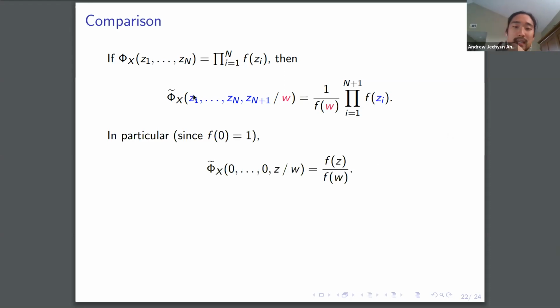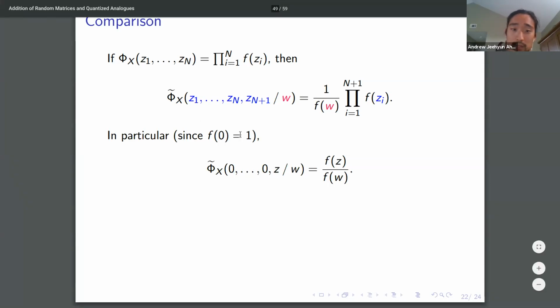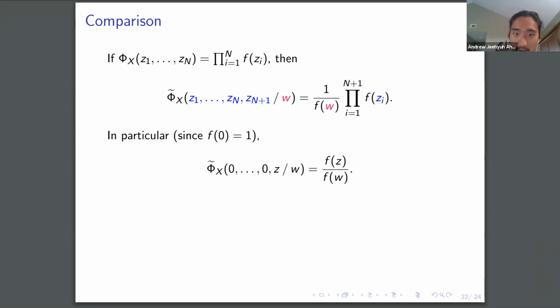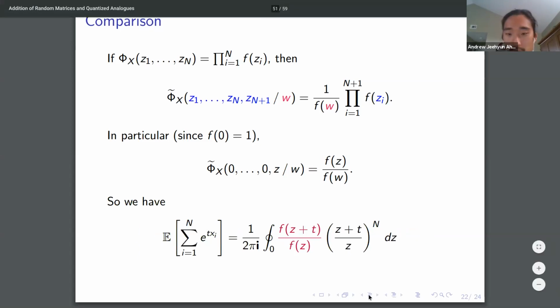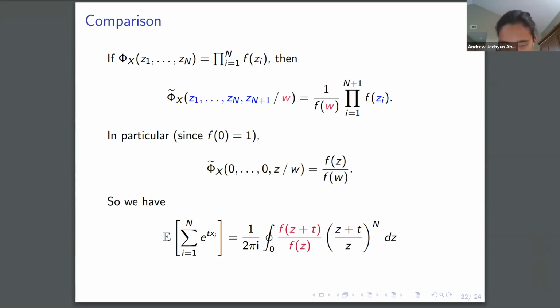Okay, so if we set the first n variables to be 0 now, and Zn plus 1 to be Z, you'll find that this equals f of Z over f of W. The reason why is that f of 0 has to be 1. This comes from the fact that if you look at the definition of a multivariate Bessel generating function, if you evaluate it at zi's equals 0, this should give you 1. So now if we take this and input this into our formula that we had in the previous proposition, we have phi tilde x 0, 0, 0, z plus t, z. Then we just recover the statement of Borodin and Corwin. So it really does properly degenerate to that result.